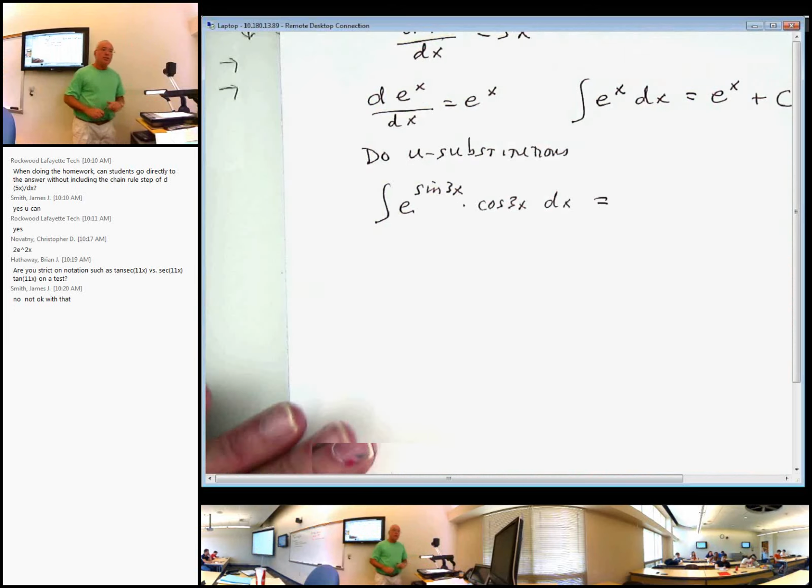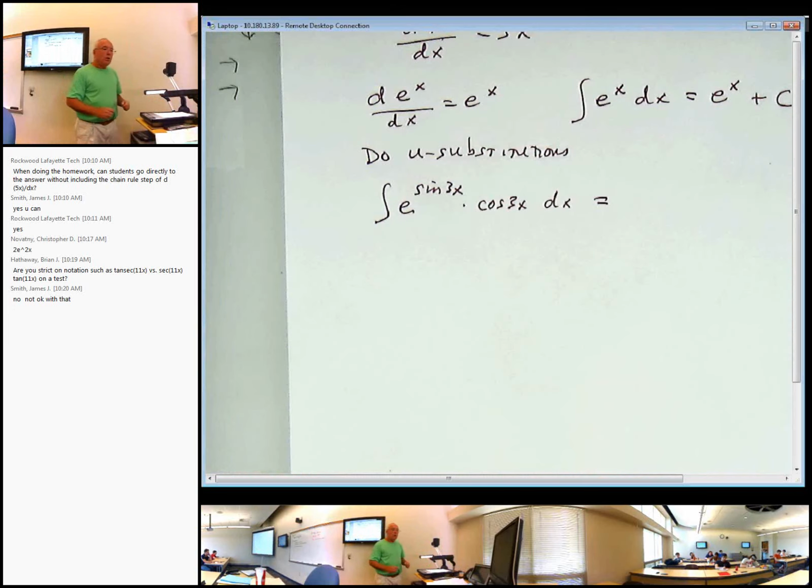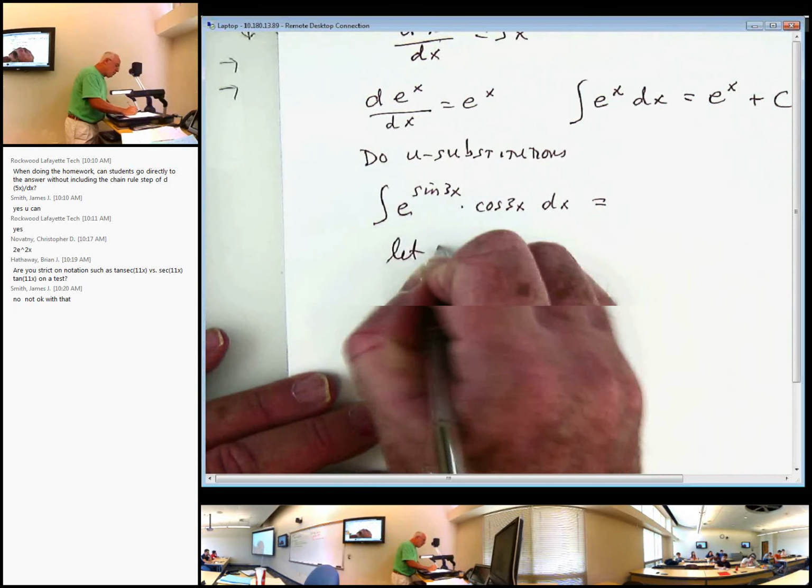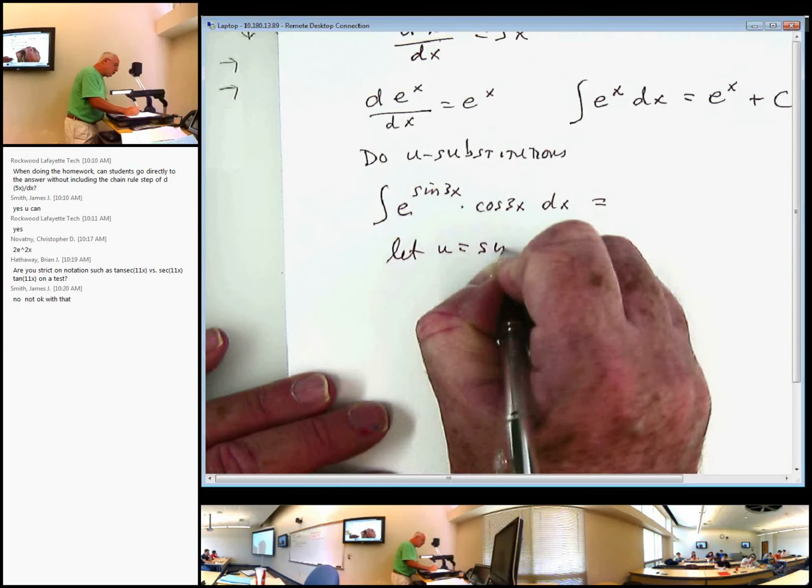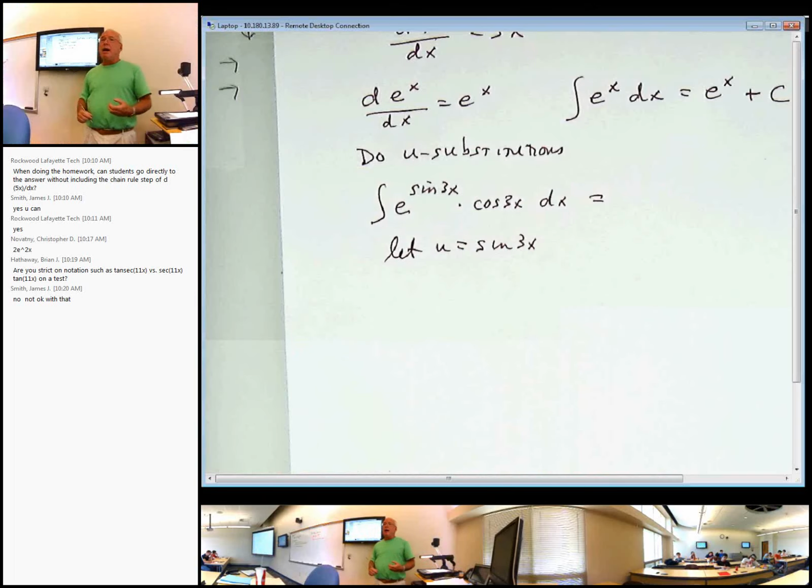So we have to do a u substitution with this. What are we going to select as our u? Sine 3x, not just the 3x. We have to go the whole enchilada, the whole exponent here: let u equal the sine of 3x. Because we know that the derivative of the sine gives us the cosine of 3x. So that's what we want for our u selection.